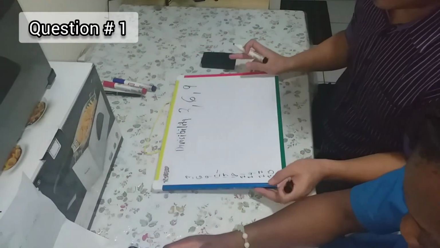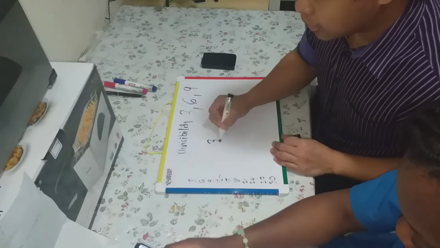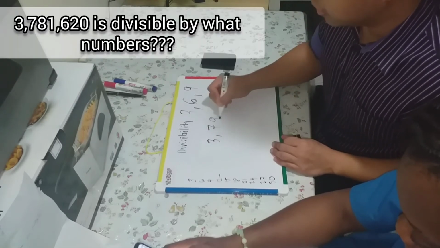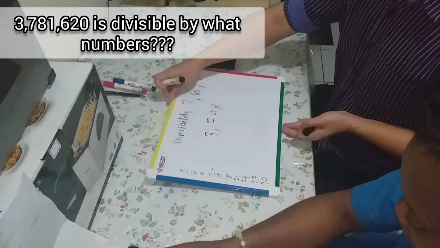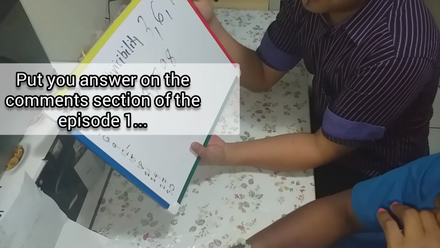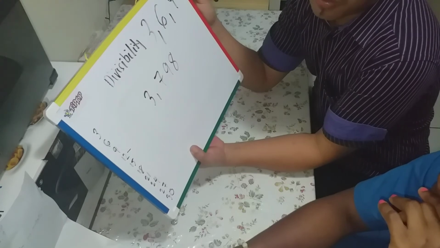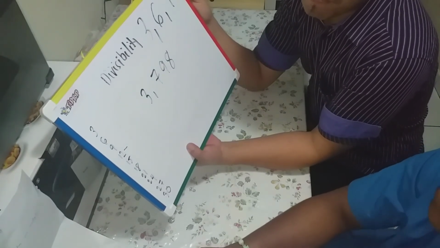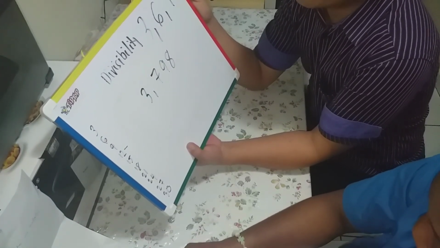Next example is 3,798. Do you think it's divisible by 3? Yeah, I think we need to add. You need to add again. Okay.